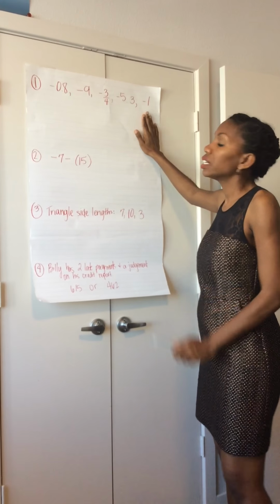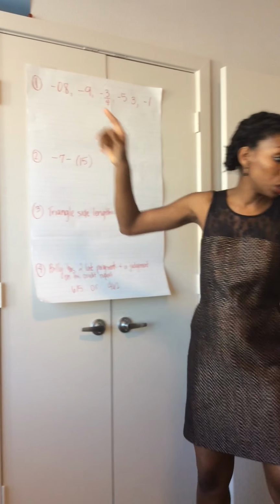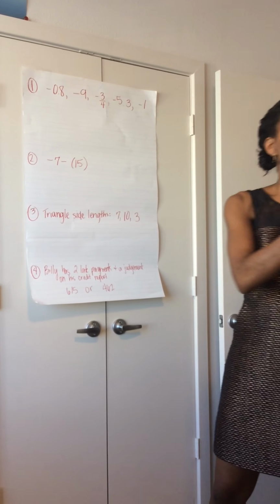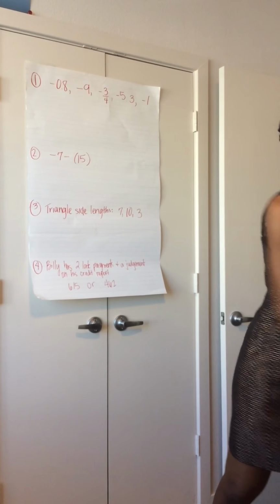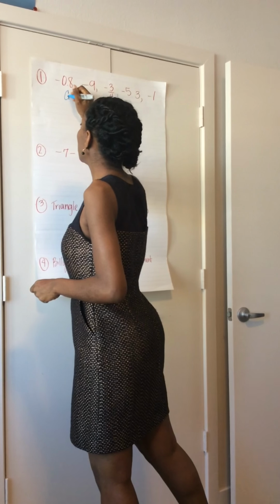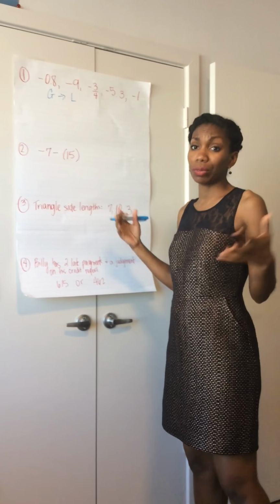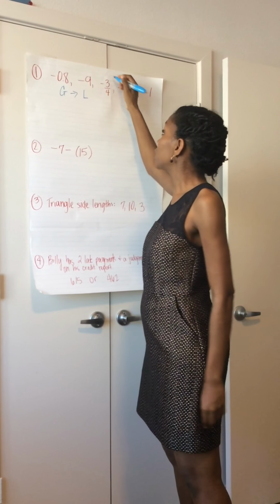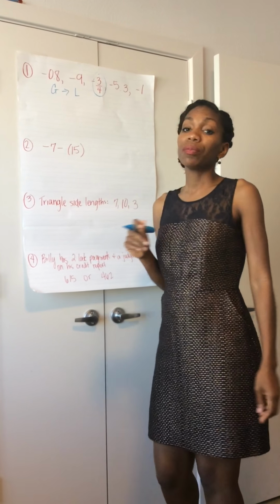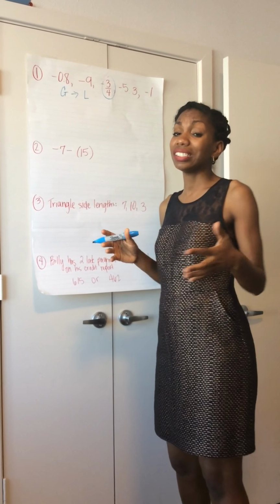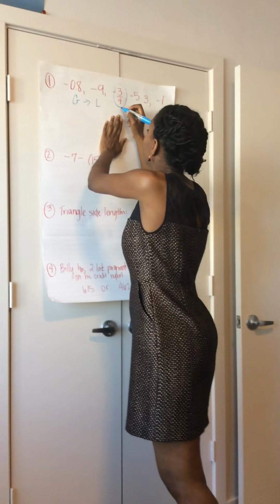The first thing is we had to put these numbers in order. Let me see what it wanted. From greatest to least. Okay, so I'm going to put G to L, just so I remind myself that I want to go from greatest to least. Now, I do see I have a fraction right here. I want to make sure that that fraction is actually in decimal form so that I don't confuse myself.